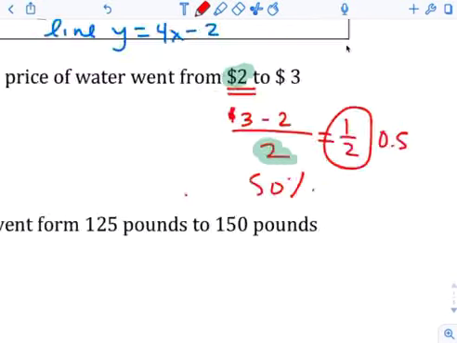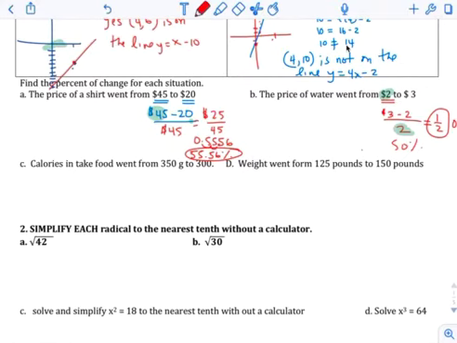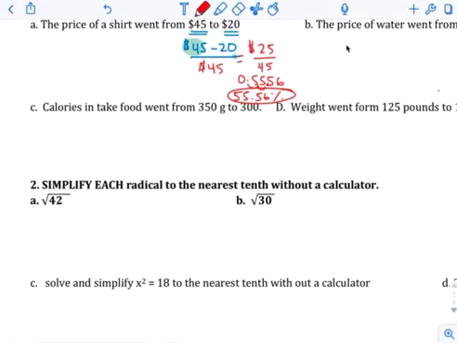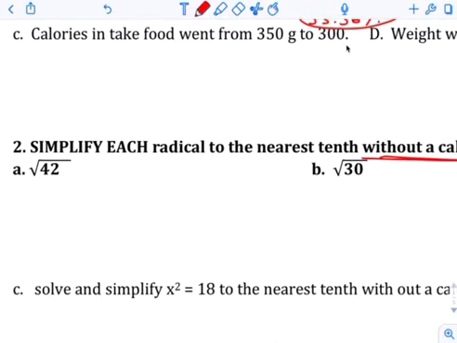Okay, you do that for the other ones. Simplify to the nearest tenth. Without a calculator, guys, you need to do this and show the work like it is without. Don't use your calculator and just put numbers.